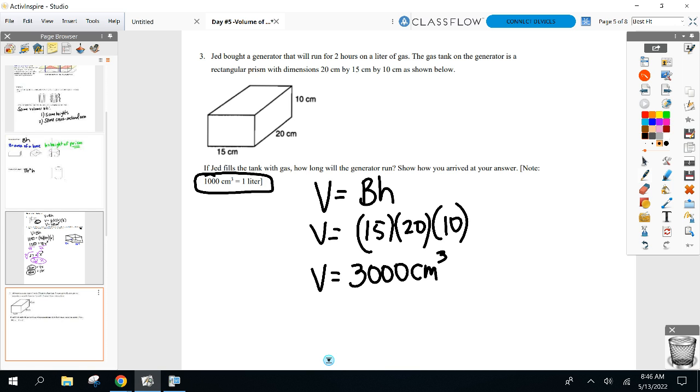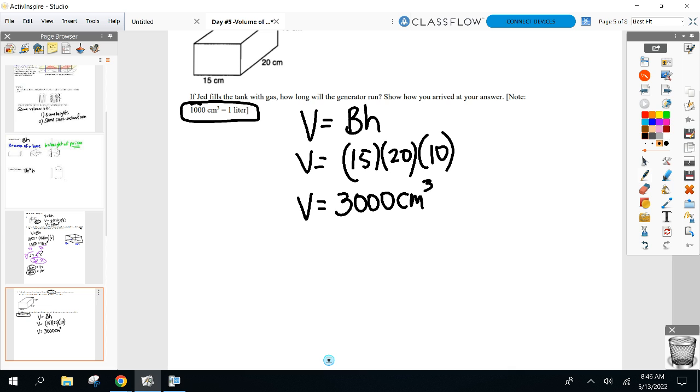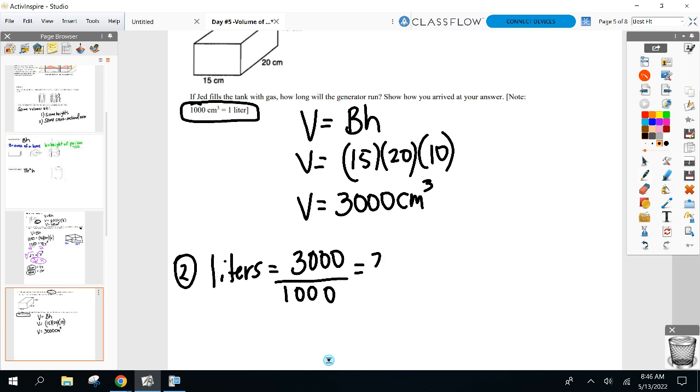So if I'm looking for how many hours it can run, I need to figure out how many liters of gas it can hold. And we have a conversion. For every 1,000 cubic centimeters, it holds 1 liter. What would you like me to do to the 3,000 now to find out how many liters? Take the 3,000, divide it by the 1,000 for every liter. And this tank can hold 3 liters. All good so far.